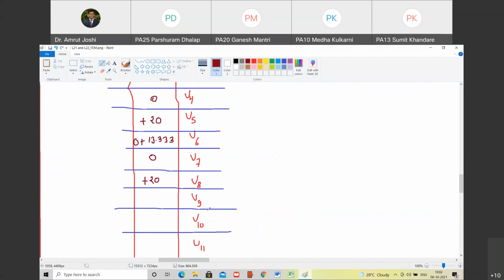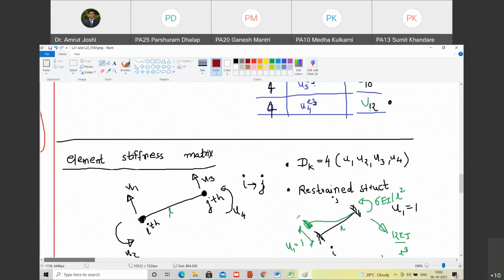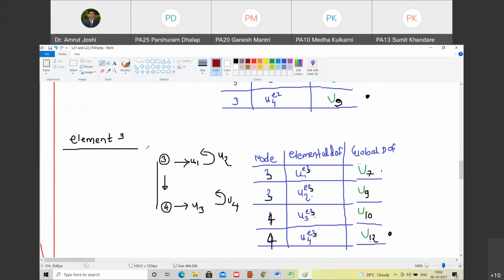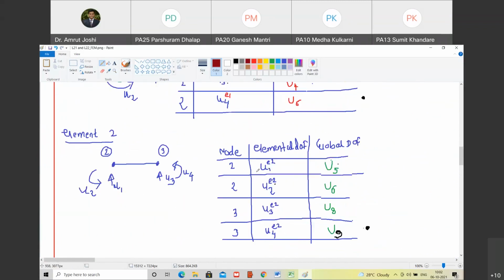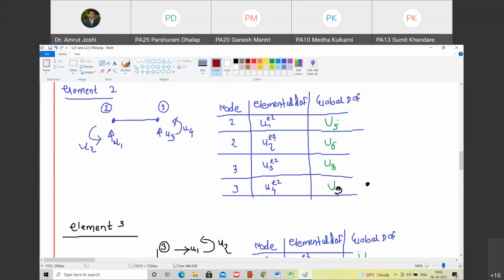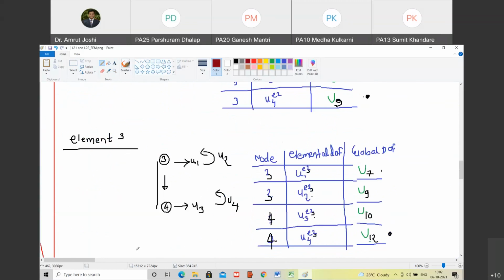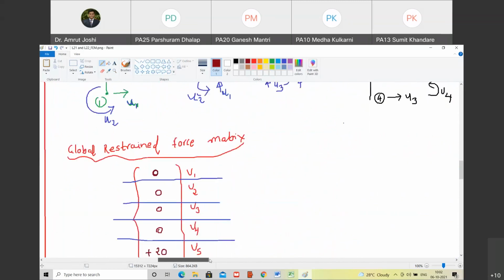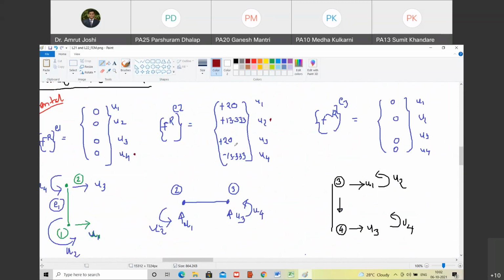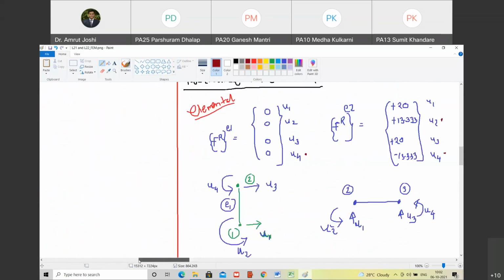Yes, sir. U9, part of which element? Element number 3. Finally, second element and third element. Second element's fourth degree of freedom and third element's second degree of freedom. So FR matrix of second element, fourth degree of freedom, minus 13.333. And this one. And third elements, which degree of freedom?